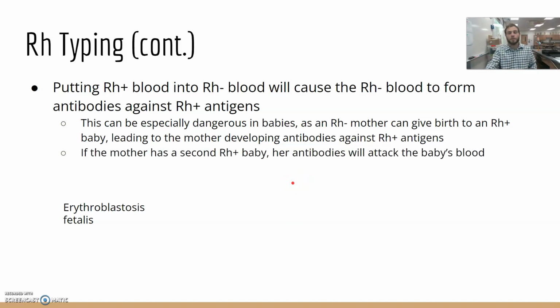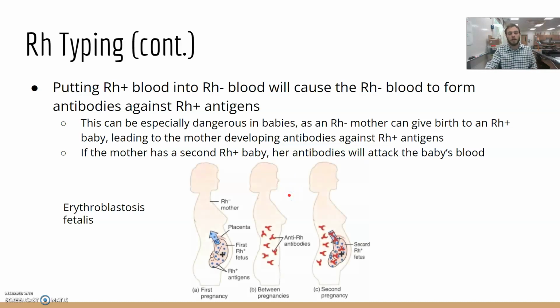But if the mother gives birth to a second RH positive baby, she already has the antibodies made, and they will actually attack the baby's blood, which can be a big issue. We call it erythroblastosis fetalis. And so in this case, mothers have to take medication to prevent erythroblastosis fetalis from happening. Basically, it's a medicine that just prevents those antibodies from attacking that second baby.